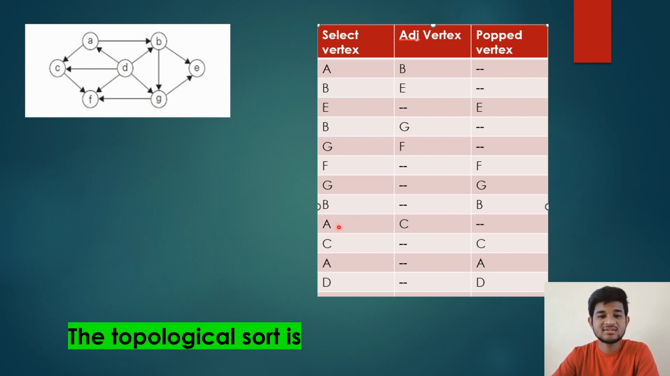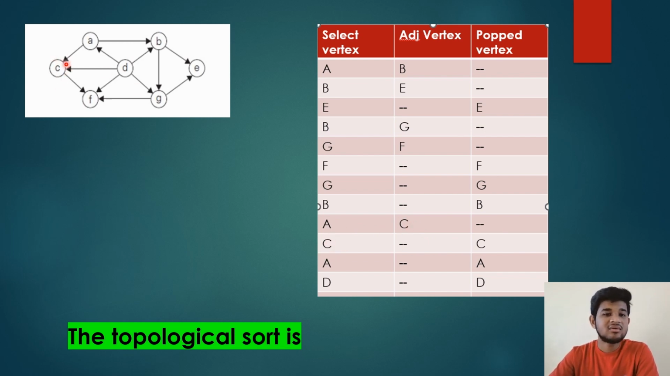Put it in the select vertex A. Let us find the adjacent vertex for A. For A, the adjacent vertex is C. Put it in the adjacent vertex, and A has an out degree, that is C. Therefore, we should not pop out. Now put the adjacent vertex C into the select vertex.